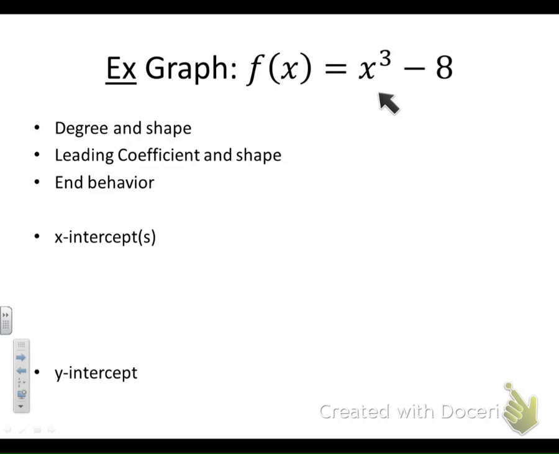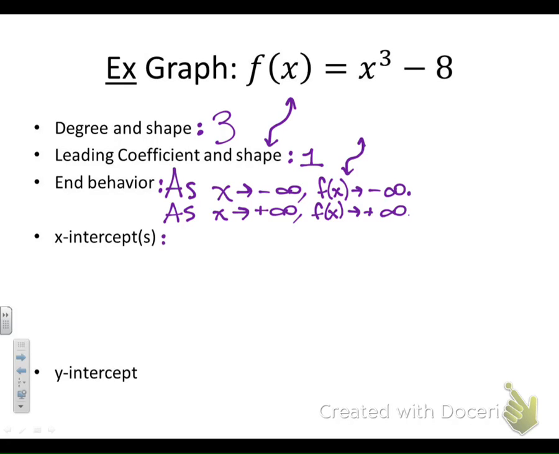You're going to graph this right now. You're going to sketch it, by the way. So maybe I should have put sketch, because we're not going to have graph paper. We're just going to sketch this important stuff. We're going to find the degree and shape, leading coefficient and shape, the end behavior, the x-intercepts, and the y-intercept, according to the previous slide. You identify the degree, which will interpret the shape. You identify your leading coefficient, which may adjust the shape. Again, since it was a positive one, I'm just going to keep it the same.